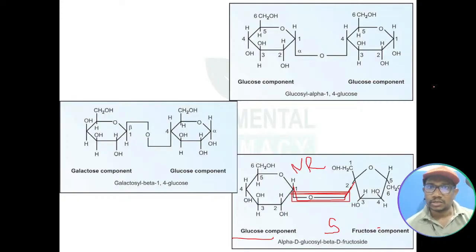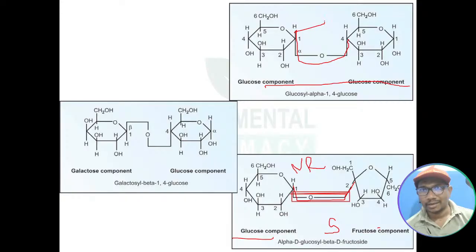Now if you see the structure of maltose, what is maltose? Glucose plus glucose in a 1,4 linkage. The first carbon atom of one glucose molecule forms a glycosidic bond with the fourth carbon atom of another glucose molecule. So from this glucose molecule, the aldehyde is engaged in the bond formation, but the second glucose molecule has a free aldehyde group. That's why it is a reducing sugar. So maltose is a reducing sugar.